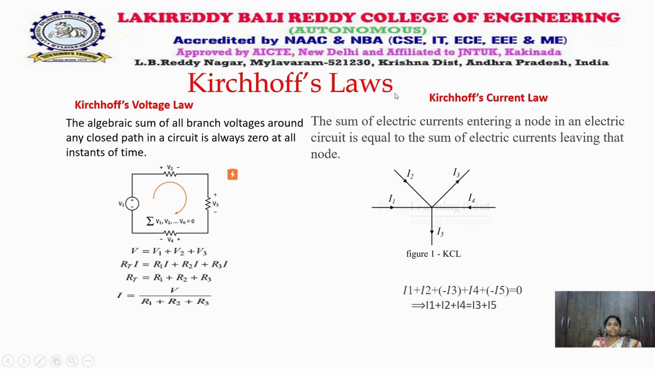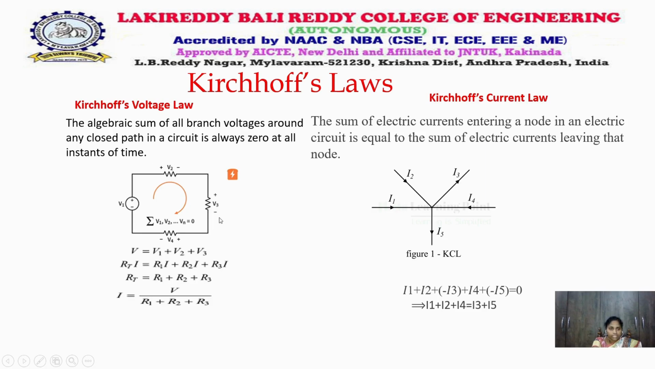Understanding of the circuits is Kirchhoff's laws. Coming to the Kirchhoff laws, here we have two types of laws, Kirchhoff's voltage law and Kirchhoff's current law. Coming to the Kirchhoff voltage law, the algebraic sum of all branch voltages around any closed path in a circuit is always 0 at all instants of time.